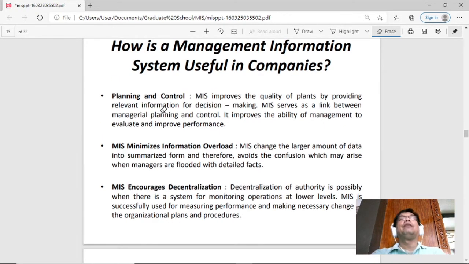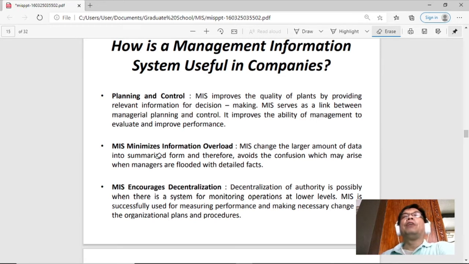How is a management information system useful in companies? One is about planning and control. MIS improves the quality of plans by providing relevant information for decision making. So MIS serves as a link between managerial planning and control. It improves the ability of management to evaluate and improve performance. So I think that's quality of plans. If you have information, then the quality of our plans will be better.